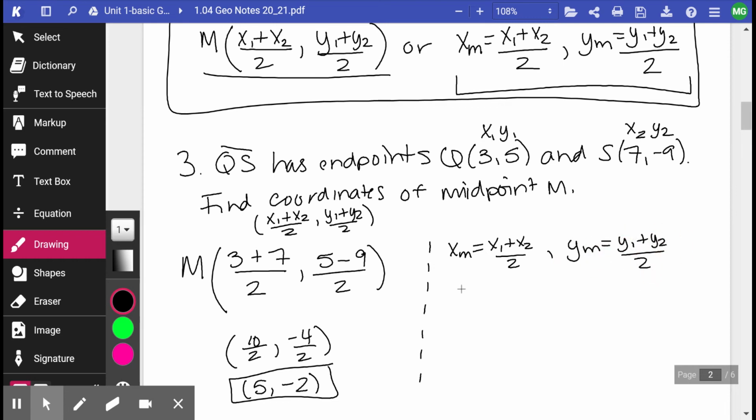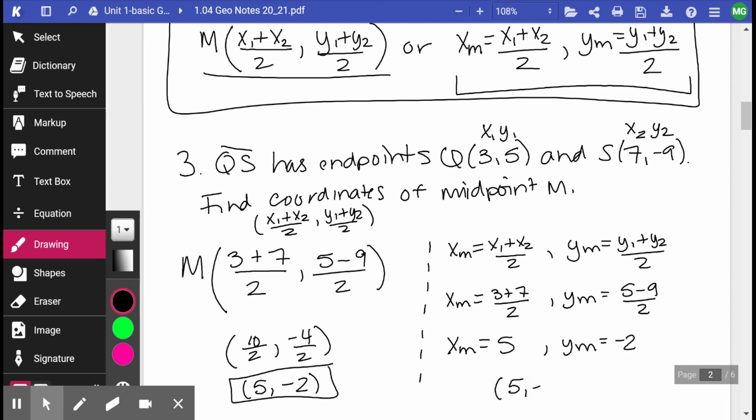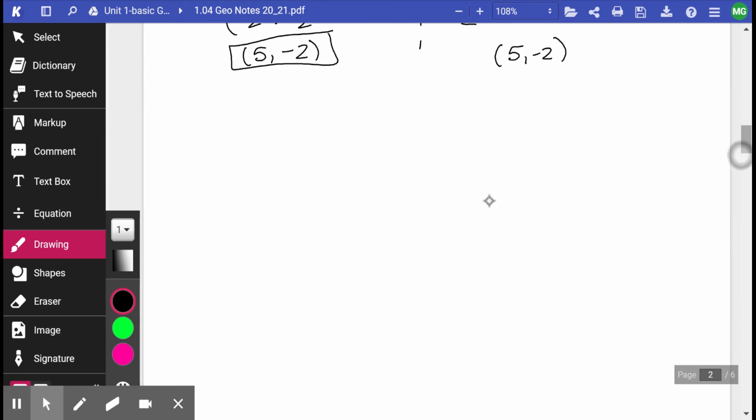So here we're going to just take x sub m equals 3 plus 7 over 2. Y sub m equals 5 minus 9 over 2. So it looks pretty familiar from the other side. 10 over 2 is our 5. And then y sub m, negative 4 over 2 is negative 2. And then you'd still want to write it out as your ordered pair in the end. So x sub m stands for the x coordinate of your midpoint. That's what the m is for. And y sub m is the y coordinate of your midpoint.